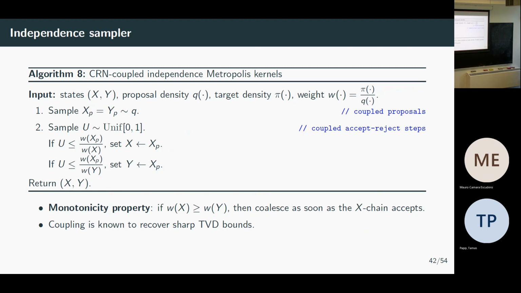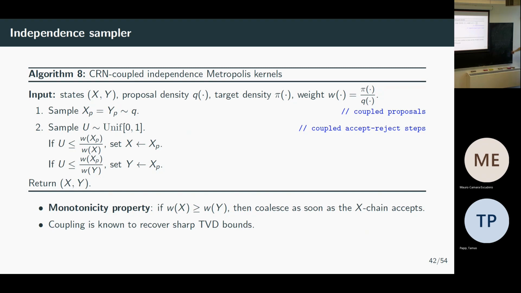The coupling that we'll use is kind of the obvious one. Because your proposal density doesn't depend on the current state, it just makes sense to propose the exact same point every single iteration. So we're going to propose the same point for the X chain and the Y chain. For the accept-reject steps, we want to encourage them to be accepted at the same time because we want to meet, right? So that we can just achieve by using the same uniform in the accept-reject steps. And that's it basically.